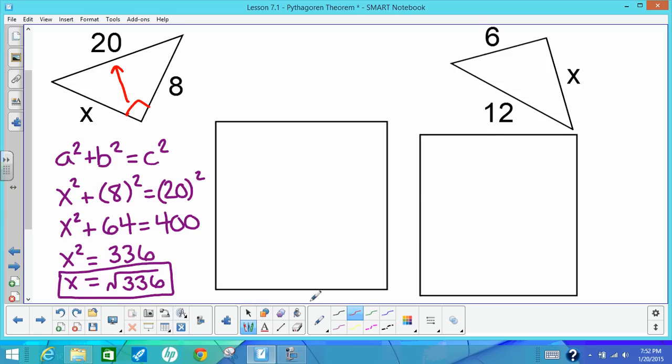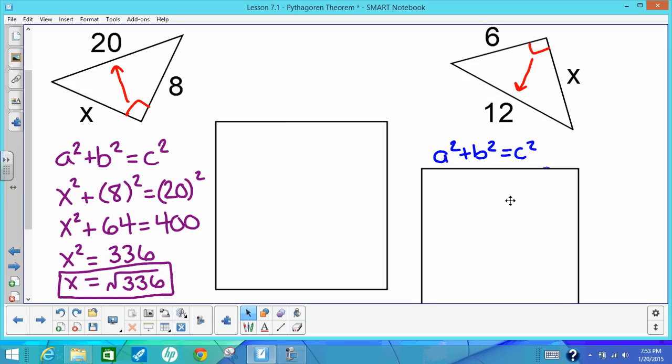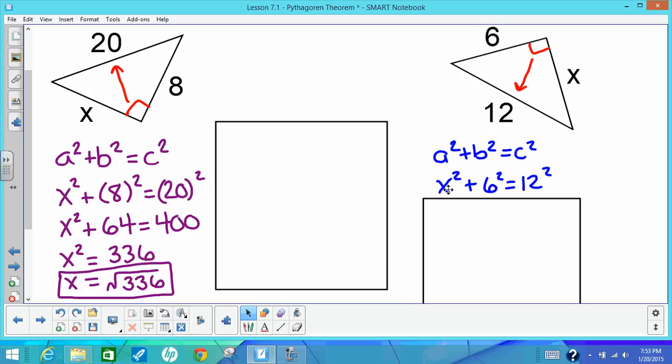Here's another example. I have 12 as my hypotenuse. It's across from the right angle. And I have one leg that's x, and I have one leg that's 6. So again, I start by writing the Pythagorean theorem. If I write it every time, I'll remember it better. And again, I plug x in for a squared. You don't have to do that, it's just a recommendation. Plug in my other leg length 6 and my hypotenuse length 12, and then I can simplify.